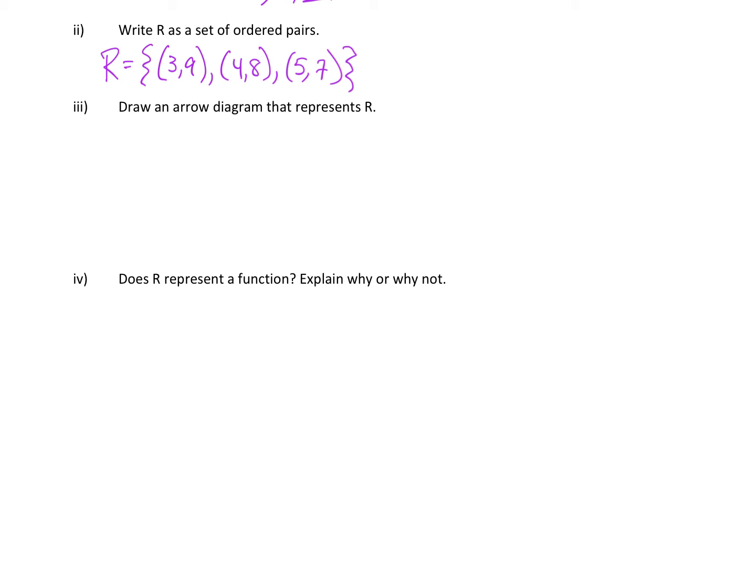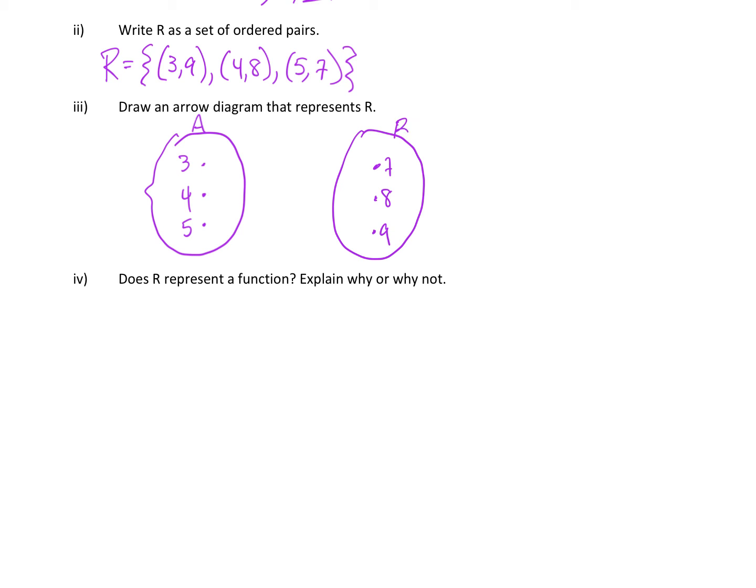All right, we're going to draw an arrow diagram that represents R. So remember, the domain of R was A, 3, 4, 5. So I've got 3, 4, and 5 elements of A. And then the codomain is B, which is 7, 8, 9. And then we draw arrows that connect them for the relation R. So 3 gets an arrow drawn to 9, and 4 to 8, and 5 to 7. So 3, 9, 4, 8, and 5, 7.